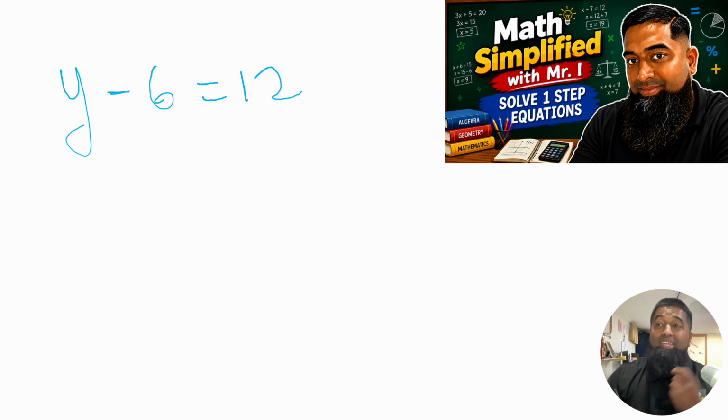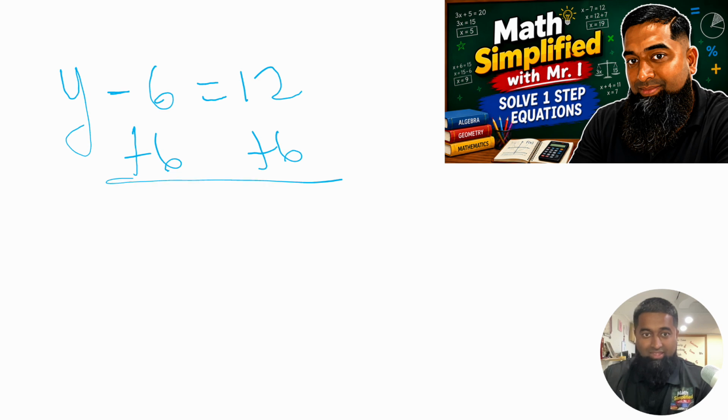If you're subtracting a 6, you want to what? Add 6, add 6. This side cancels. y equals 12 plus 6, which is what? 18. Okay?